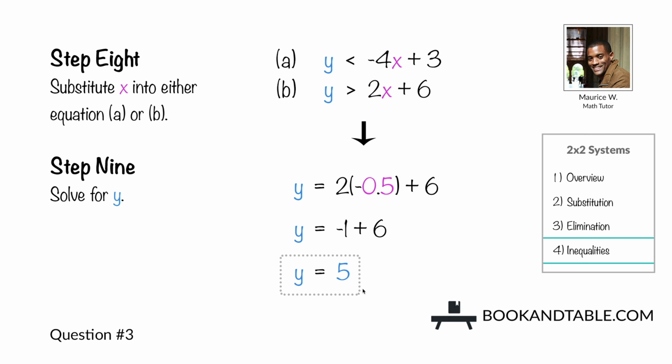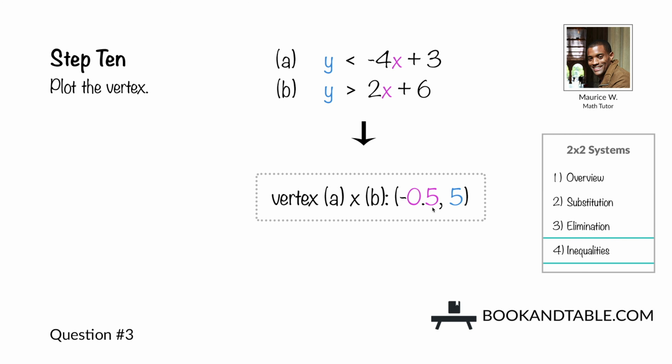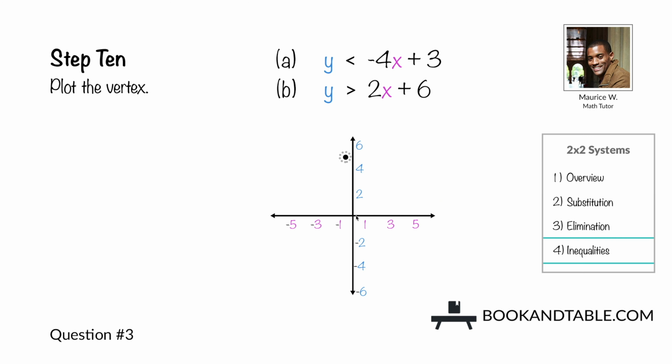So in either case, we see that the vertex of A and B is where x is negative 1/2 and y is positive 5. So now that we know the vertex and we have the value tables for A and B, step 10, we want to plot the vertex. So we'll go to negative 1/2 along the x and up to positive 5 along the y. And then we plot the point.